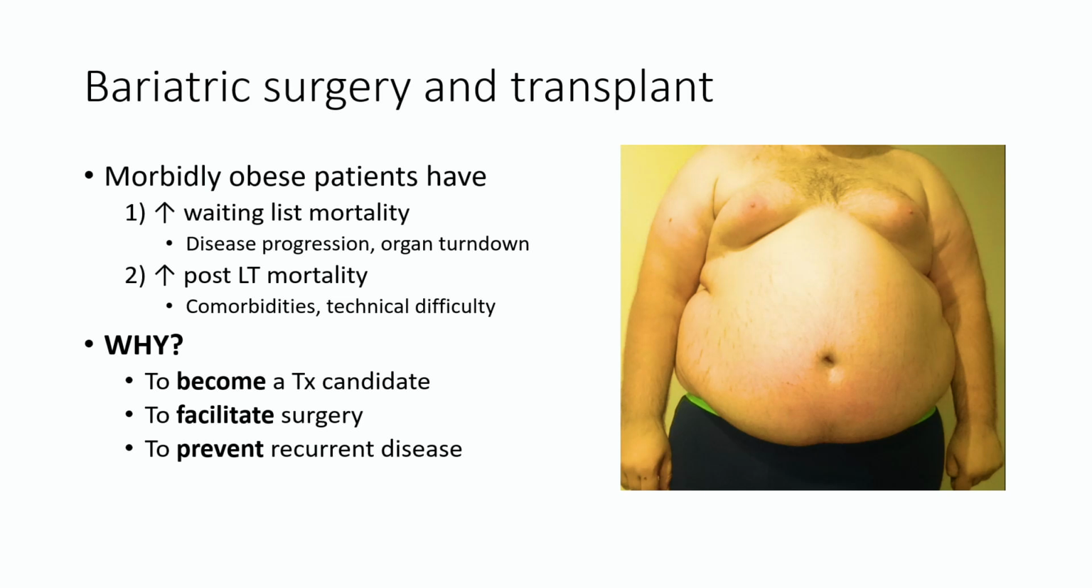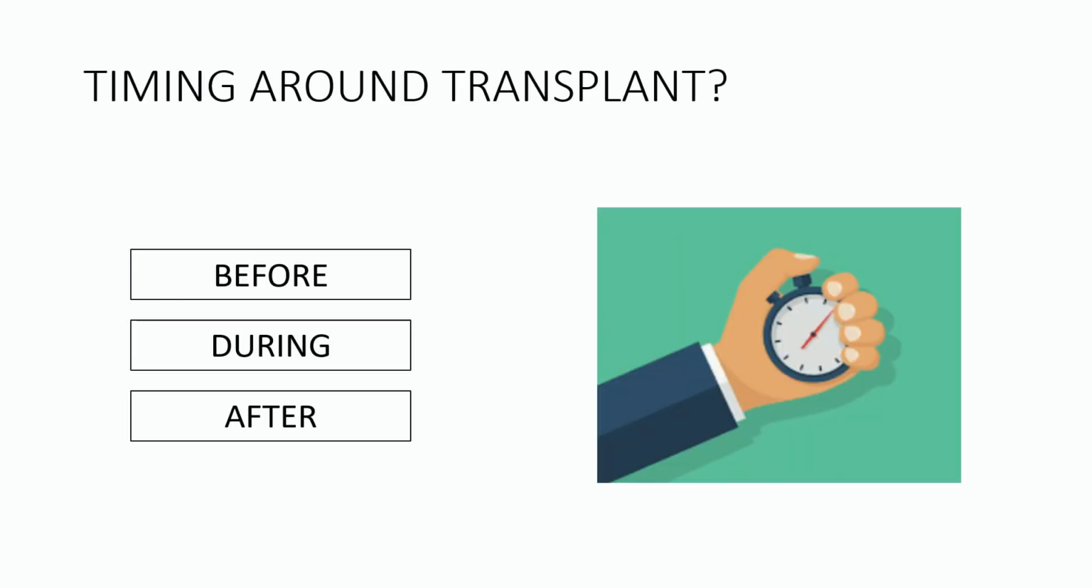So why do people have surgery? Well, in some countries you can't get a liver transplant if your BMI is over 40, and so some people will be referred for bariatric surgery prior to liver transplant to physically facilitate the surgery and to prevent recurrent disease, and I'll talk about that in a minute. There are therefore 3 times we could offer it: before it, during it, or after it.